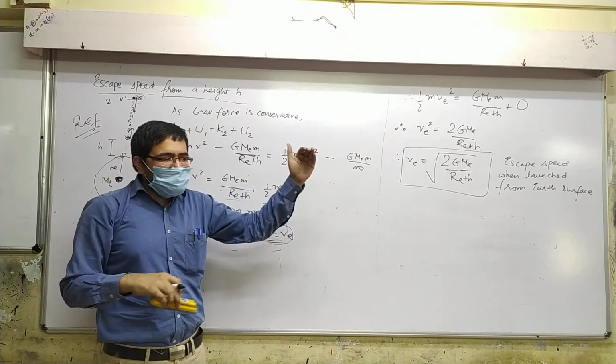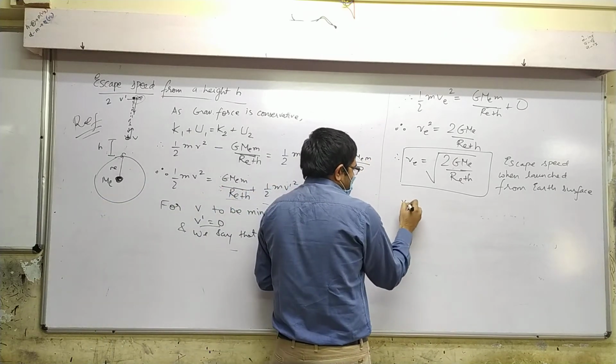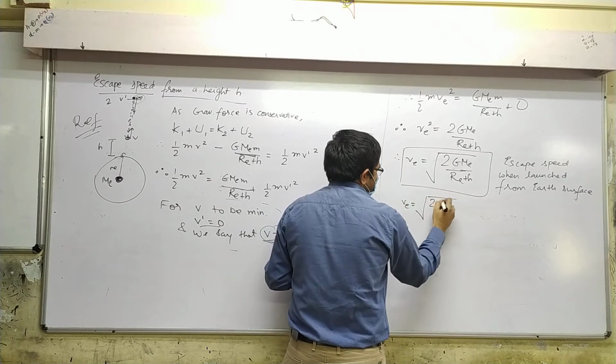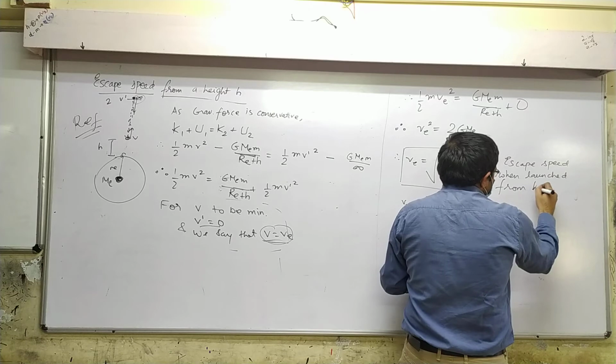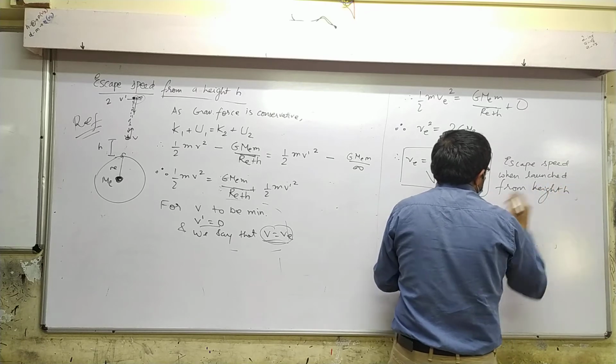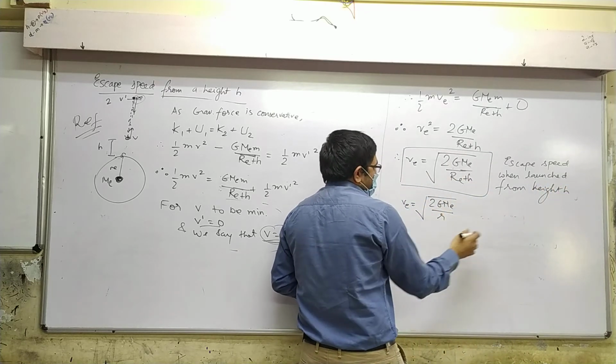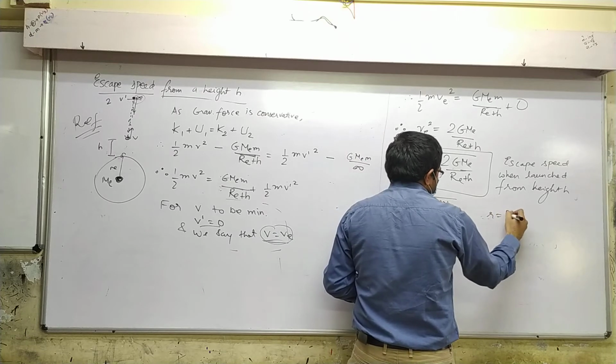Okay. One more way to write it is as follows. Here, launch from Earth surface, from height h. Okay, what's the small change I have made?